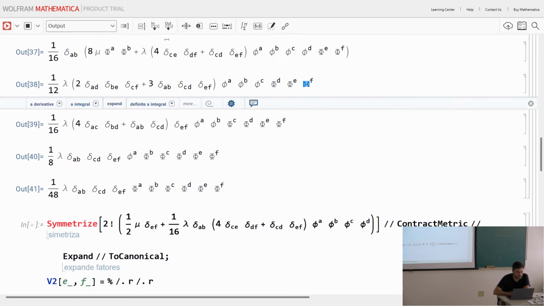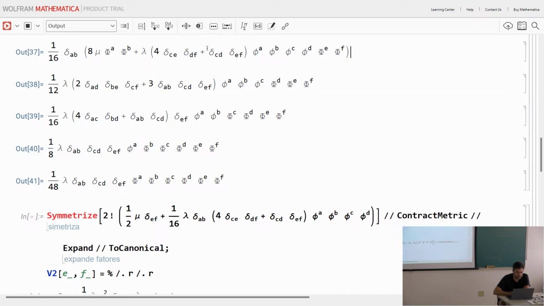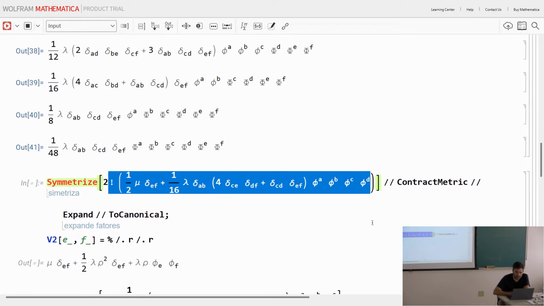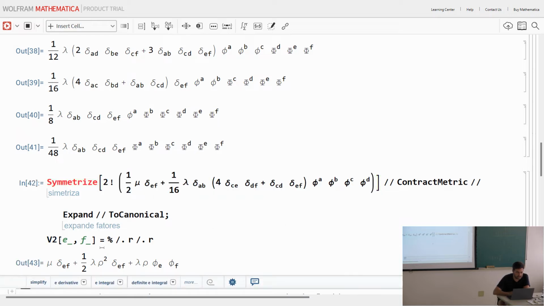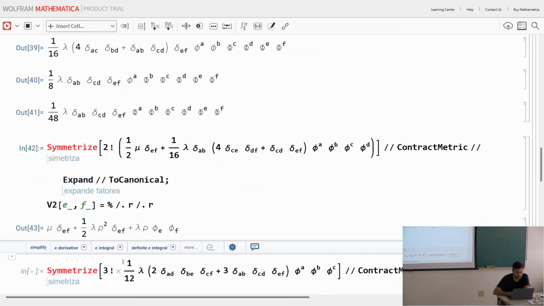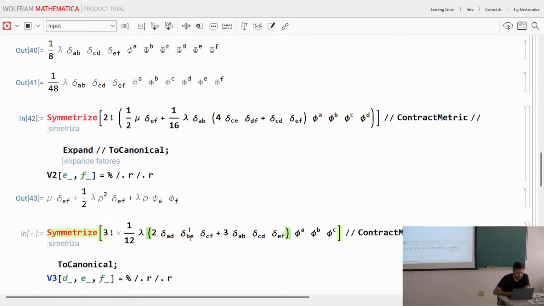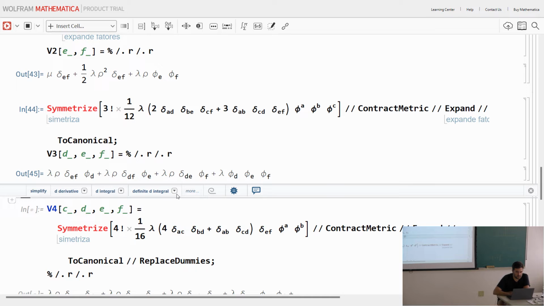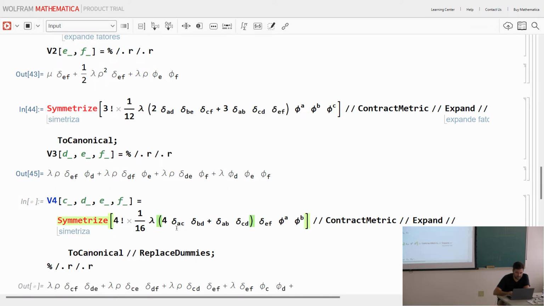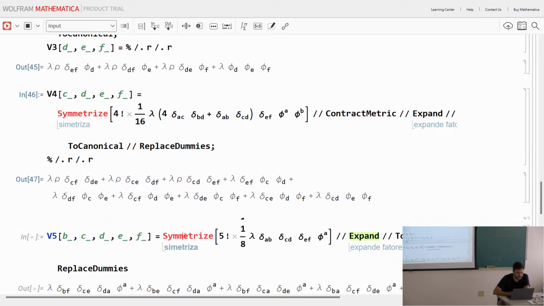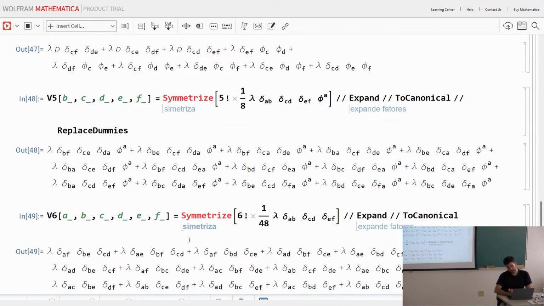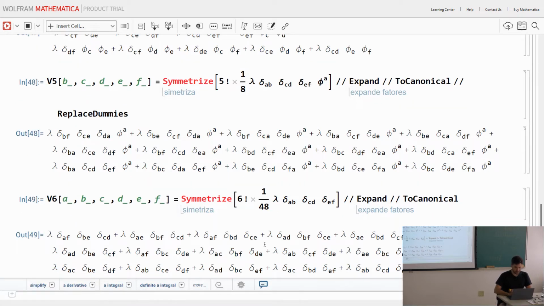Okay, so you see I copy this part here, and I define in this part here the 2 vertex. I put it here, I symmetrize it, and this defines my V2 of E and F. Okay, so this is my V2, and then I do the same thing here. And I contract some of the rho to make it the cleanest possible I can. Then this is my V4, and this is my V5. And then I have even V6, which I need for the anomalous dimension. So you see, these are the vertices of the O(N) model.